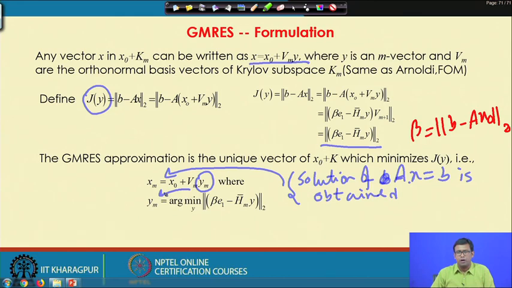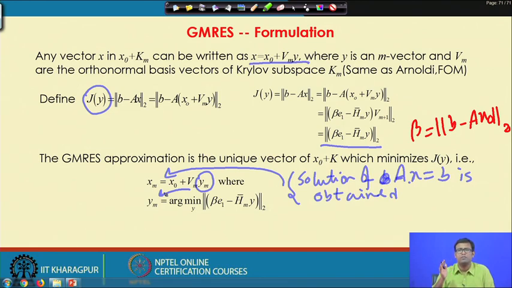So, one important point is that if we think of conjugate gradient or steepest descent method, it was minimizing a different functional, and that functional was J x is equal to half of x transpose A x minus x transpose b. When it was minimizing that functional, we observed that the residual vector is orthogonal to the space L m, which is the same as K m.